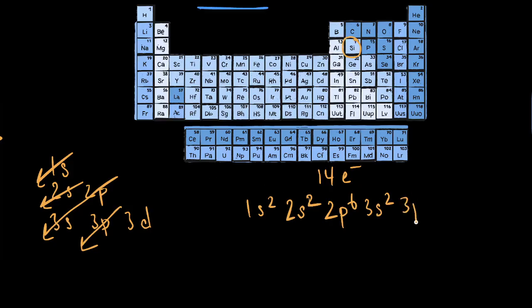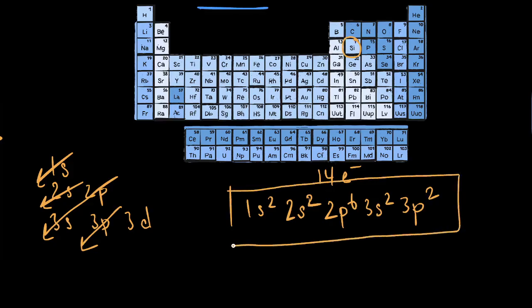And we only add 2 electrons to this 3p sublevel because, again, we only have 14 electrons to distribute throughout these orbitals. And so now we have 2 plus 2 plus 6 plus 2 plus 2, which is 14. And so this is going to be our final electron configuration for silicon. 1s2, 2s2, 2p6, 3s2, 3p2.